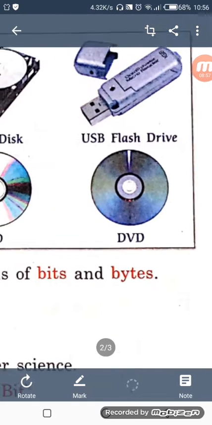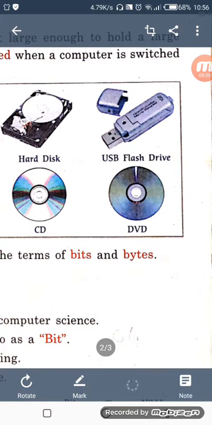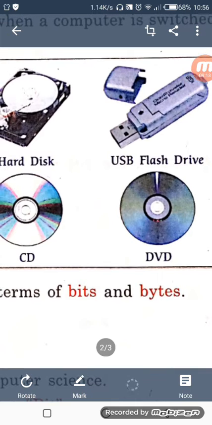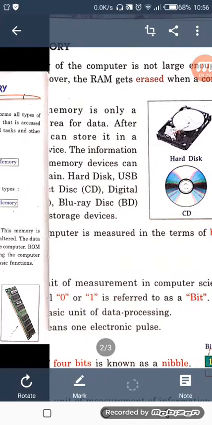Okay, and you also know that when we were studying the chapter on input and output devices, our USB flash drive, our pen drive, our CD, DVDs, all these are input as well as output devices. We studied that our CD, DVD or pen drive are input devices as well as output devices. So keep that in mind.